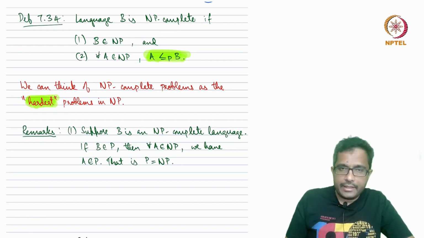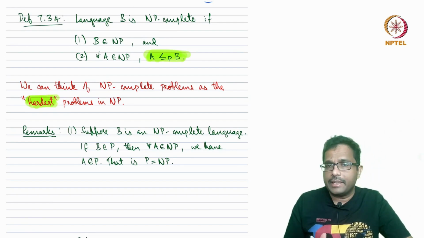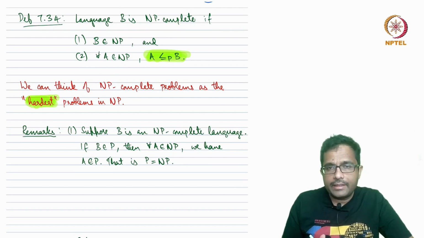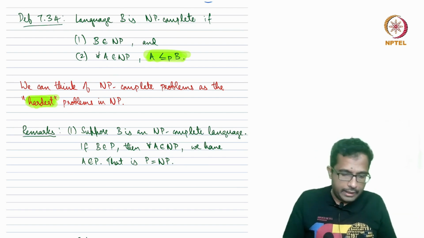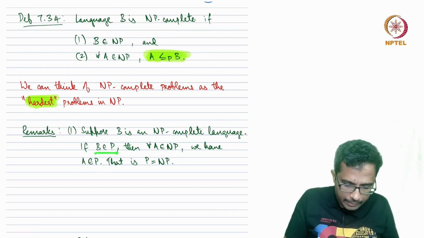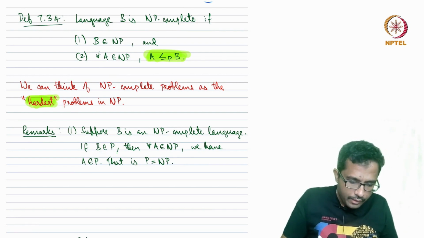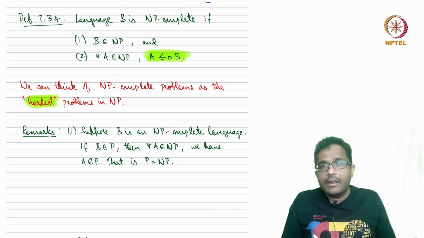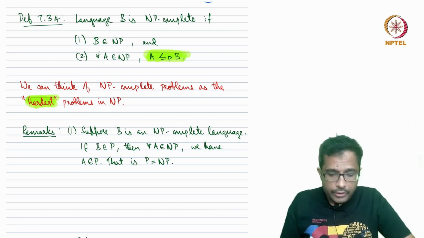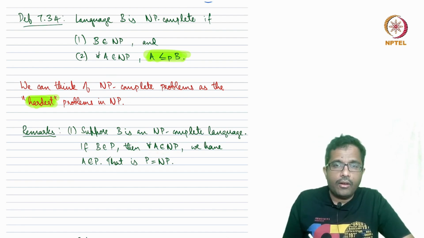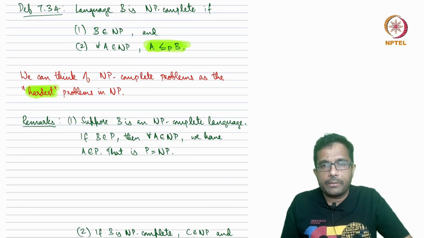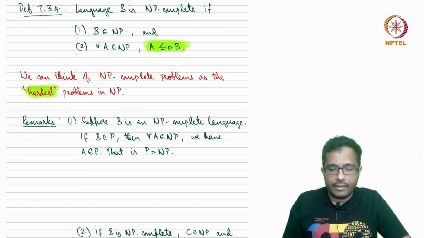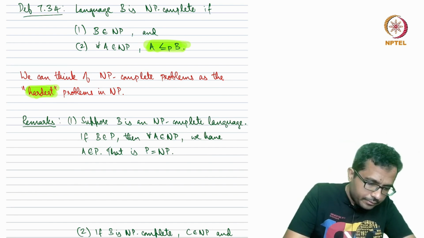There are two remarks that I make. Suppose B is an NP-complete language. Now if B is in P, meaning if we find a polynomial time algorithm for B, then we have a polynomial time algorithm for all languages in NP. All languages A in NP are solvable in polynomial time, which means that P is equal to NP. Why is this?